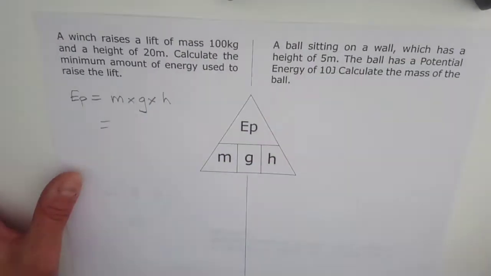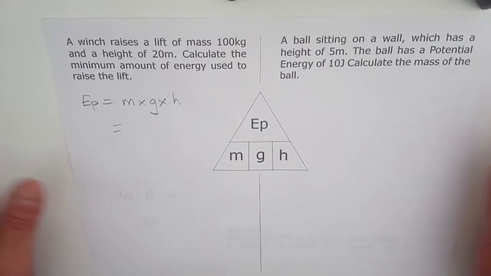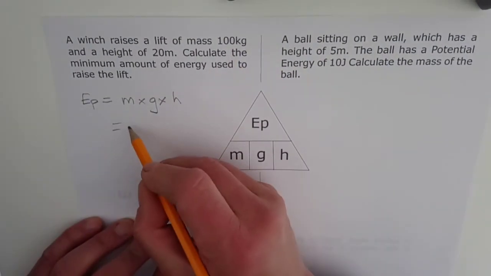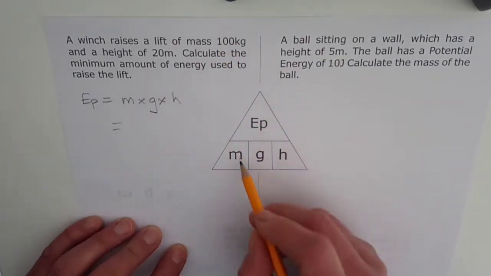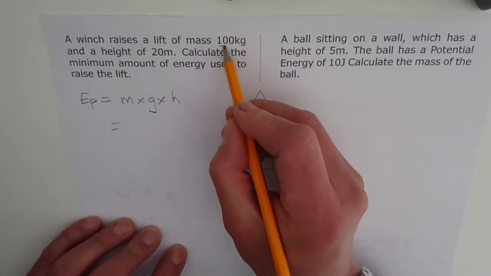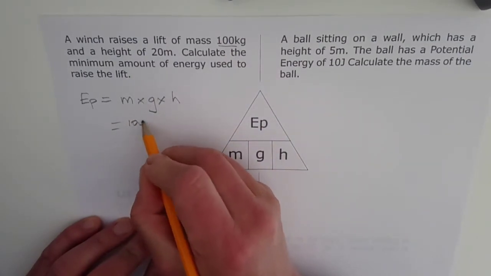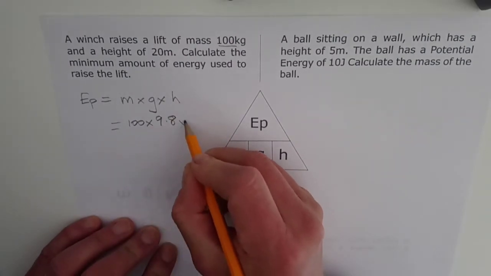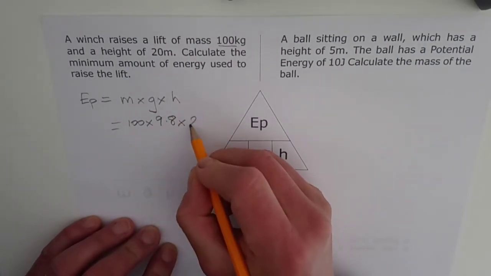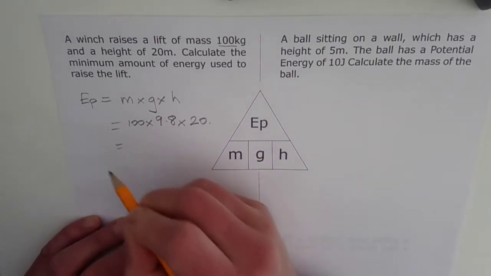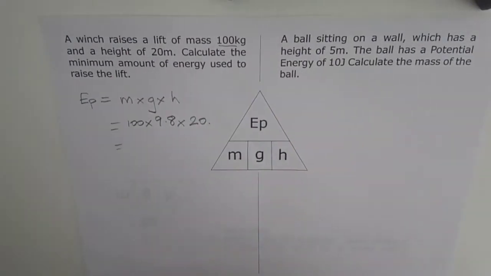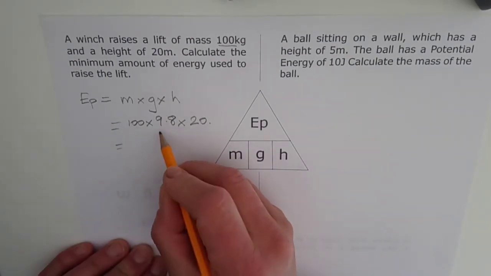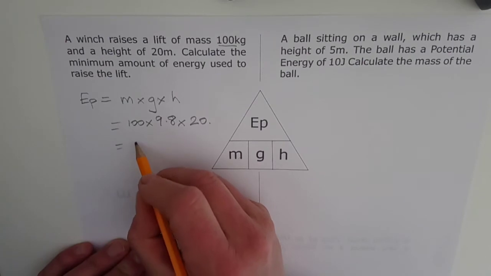It's always good to start off by saying what the formula is, and then you've got the mass, 100. So going with the formula, mass, gravity and height. Mass is first, 100, times the gravity, the constant of 9.8, times your height, which is 20. Okay, so you can multiply those out. 100 times 9.8 is going to be 980, times 20.